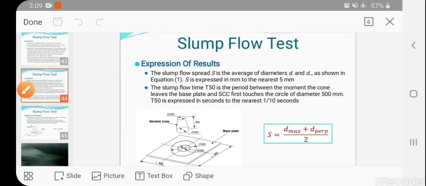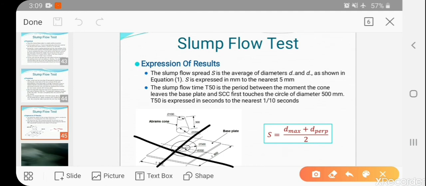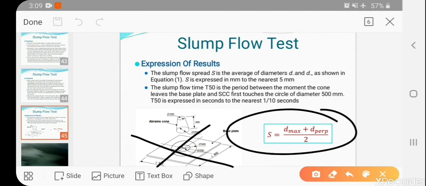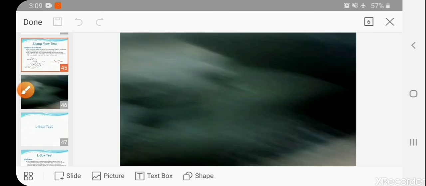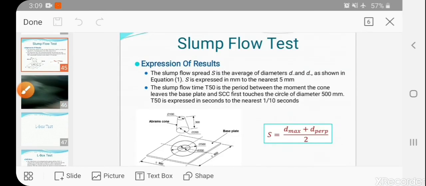So here you can see clearly the expression of the result. One diameter is D max, and another diameter will be perpendicular, D perpendicular. So S is equal to D max plus D perpendicular divided by 2, nothing but the average of these two. Here I have shared a video, you can go through that.